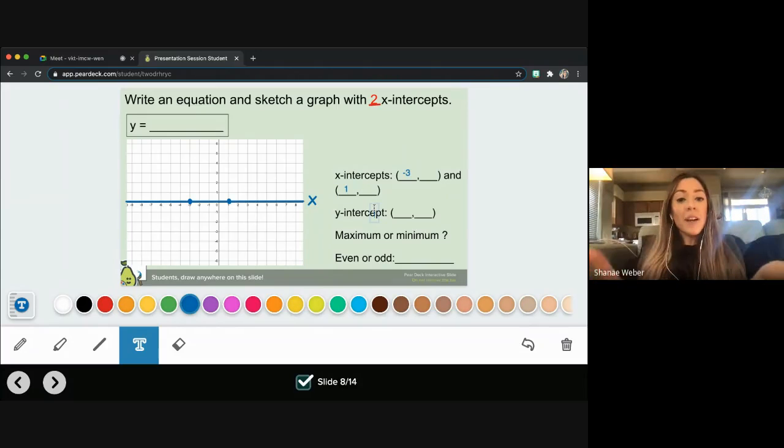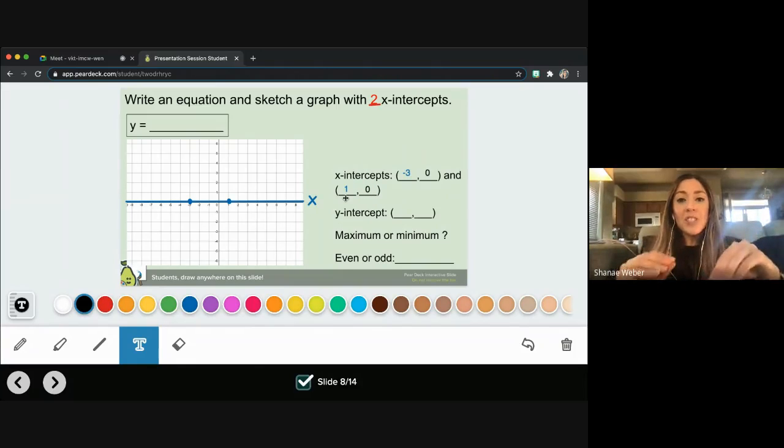You can choose whatever x-intercepts you want. Make sure that they're kind of close together though. And then I'm going to fill in my zeros. Now from here, I can actually write my equation.